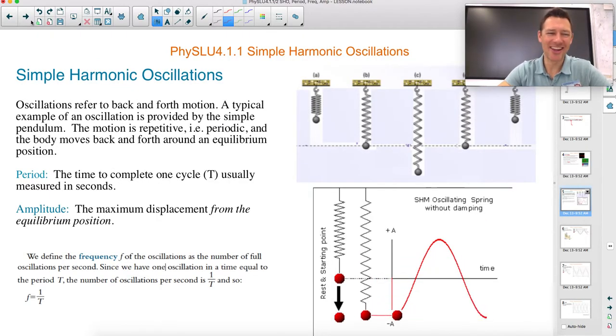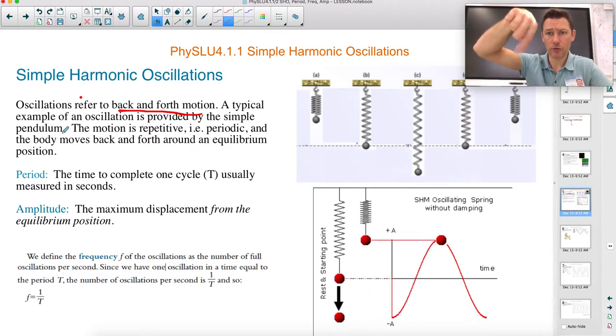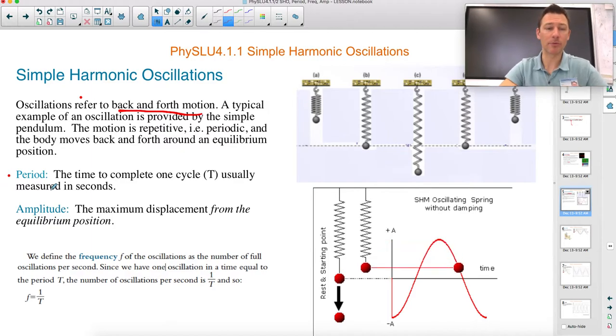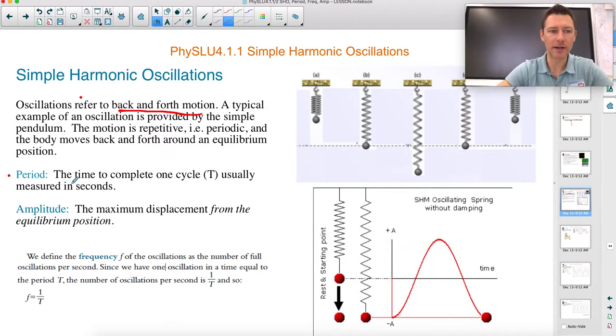So simple harmonic oscillations are a back and forth motion. A pendulum's easy to think about, ticking back and forth. Or the spring with a mass on it is another good one. We're just doing some vocabulary today, and probably you know some of it, but I think it'll help you to write it down. It's the period, the time to complete one cycle. We use a big T for it, and it's measured in seconds.